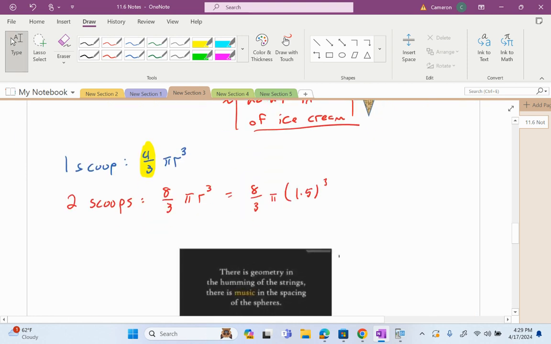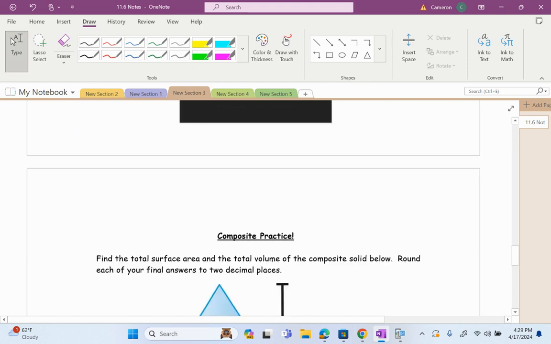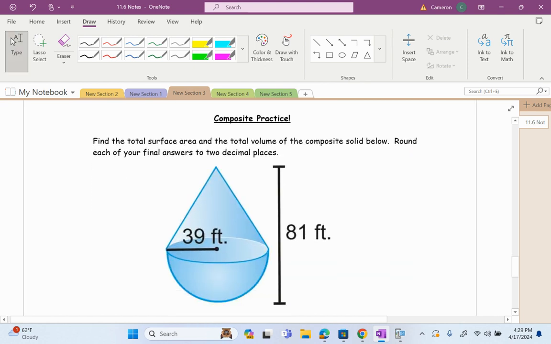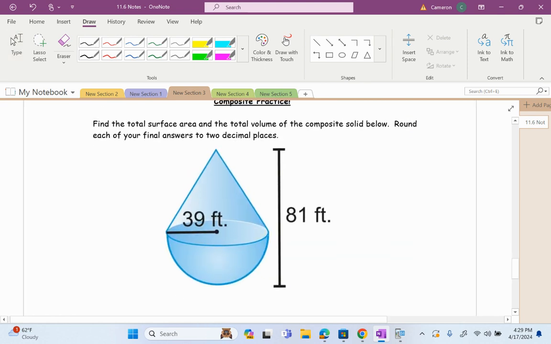Last one here. Some composite practice. That's definitely something I know some of us want some more practice with, so let's go through this. Find the total surface area and the total volume of the composite solid below. Okay. Round each of your final answers to 2 decimal places.